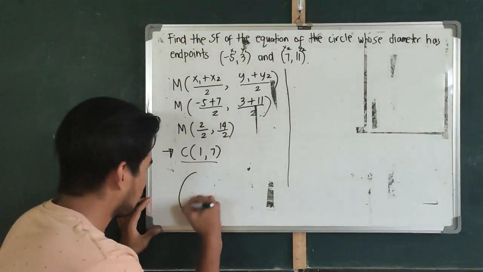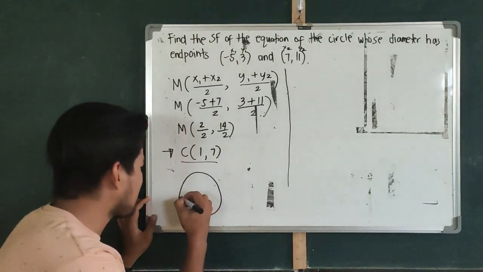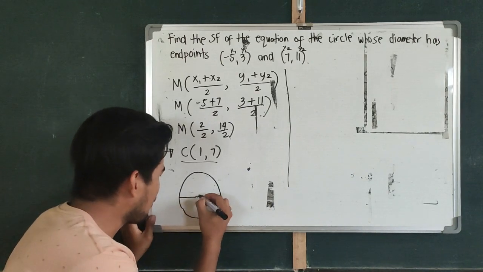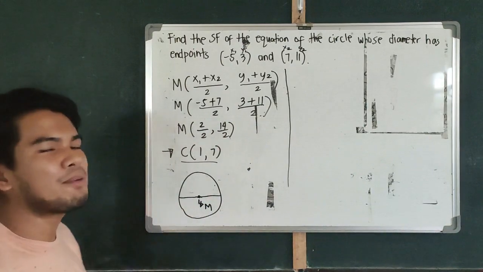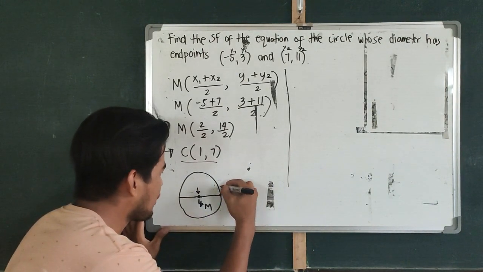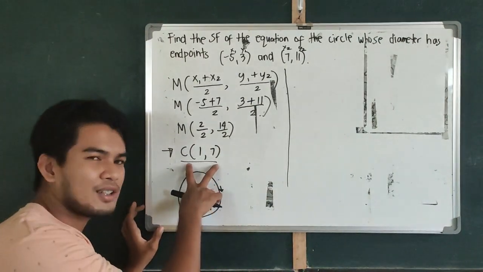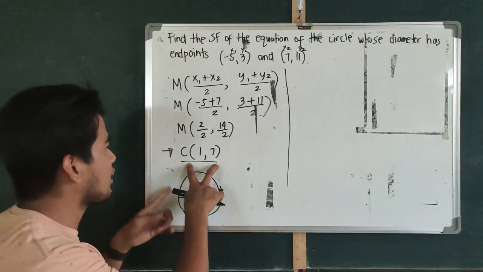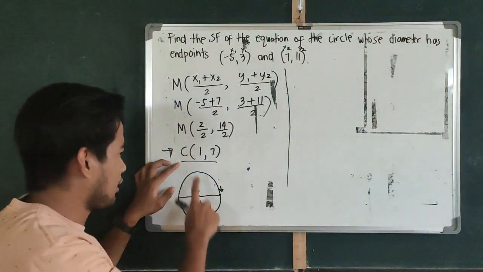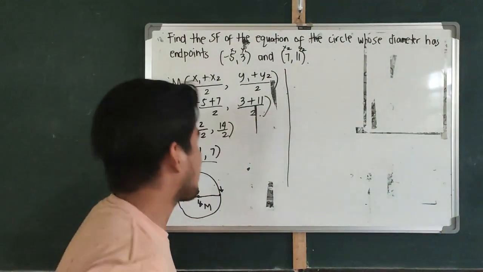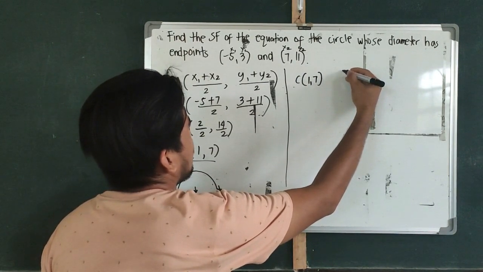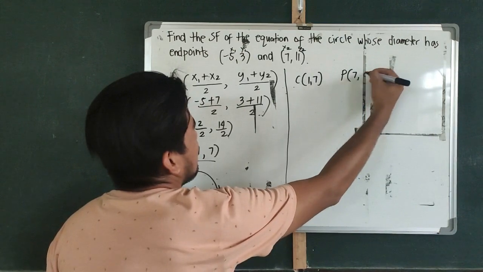For example, to visualize it, this is the circle and this is its diameter. When we take the midpoint, it is here. This is the midpoint. We can find the radius by using this point and this point. Since this is the center, the midpoint of the diameter, and these are the endpoints of the circle, we can use one of them and the center to find the radius. Let's consider this is the center, 1, 7, and this point, for example, is point P, which is 7, 11.